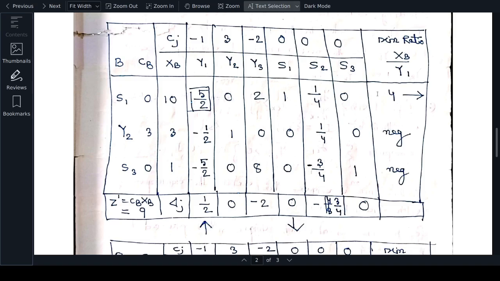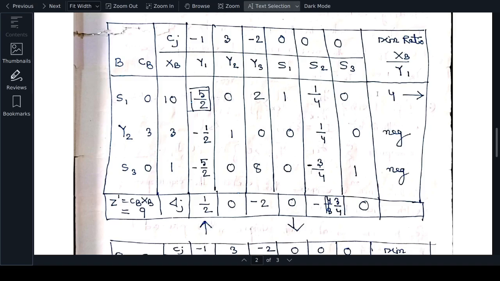You see the table number 2. First, in minimum ratio, how to find out? XB is 10 divided by, XB by Y1, 10. Then minimum ratio will be how to find out, XB by Y1. So XB by Y1 will be 5 by 2. So ultimately we get this one will be 4.